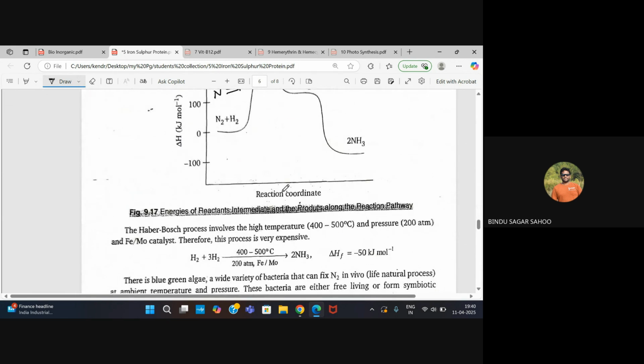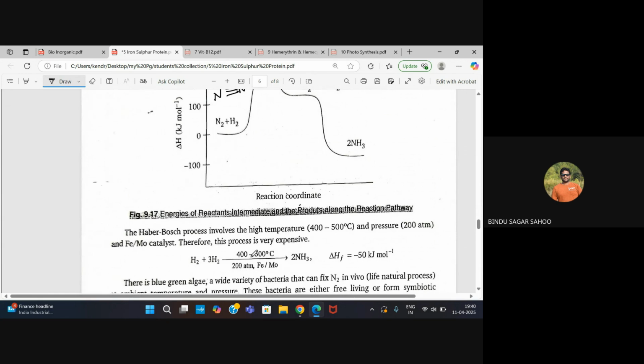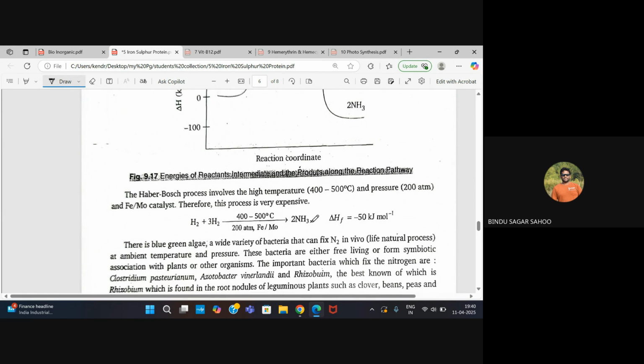This conversion we can make by two methods. After a few minutes we'll discuss the biological processes, and the second method is the industrial process. In the industrial process, you use an iron molybdenum catalyst, maintaining 400 to 500 degrees Celsius temperature and high pressure, forming ammonia, two moles of ammonia molecule.